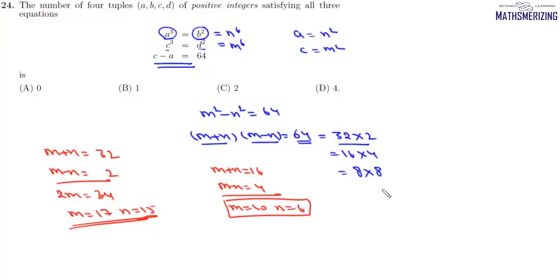Now if we take both of them as 8, then we'll get n as 0. Now we need positive integers, and not 0. So there will be only 2 such cases. So the number of 4 tuples will be simply 2, and that's your option C.